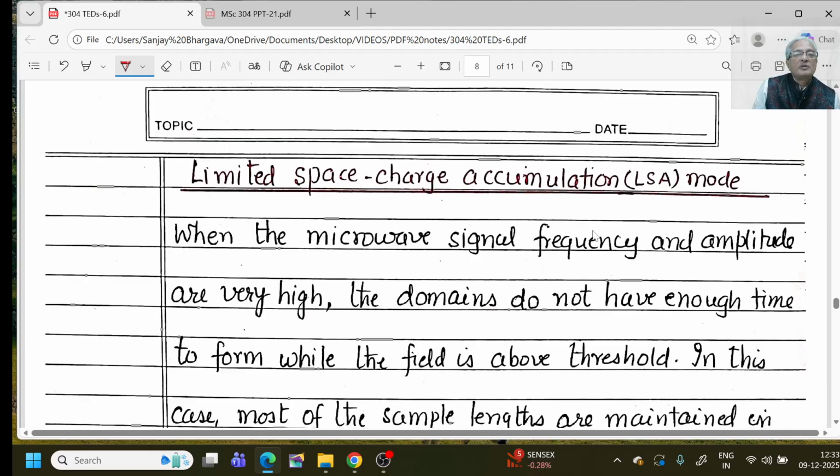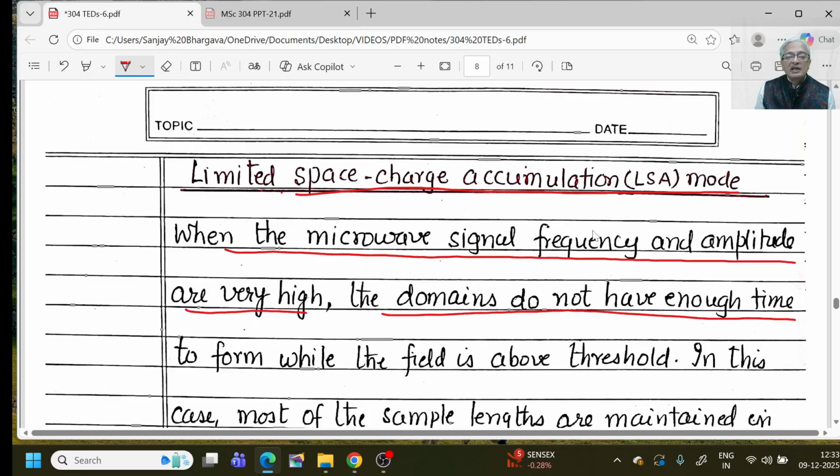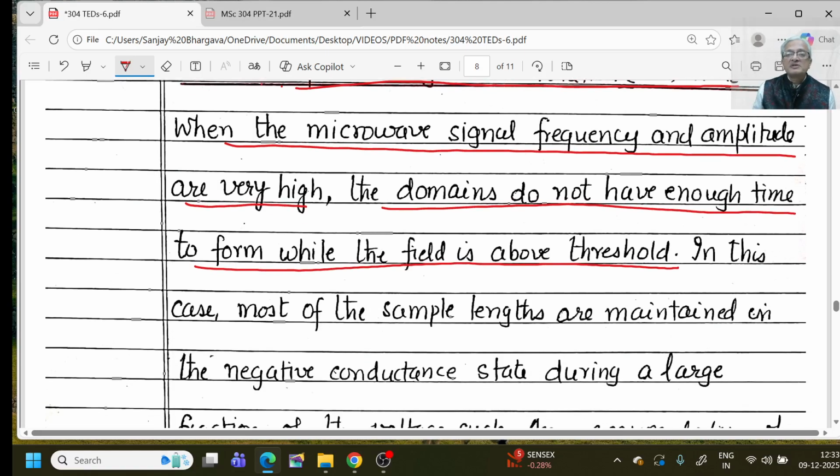The next one that we pick up is limited space charge accumulation, that is the LSA mode. When the microwave signal frequency and the amplitude are very high, the domains do not have enough time to form while the field is above threshold. Now what are we saying? When the microwave signal frequency and the amplitude are very high, domains do not have sufficient time to form while the field is above threshold.